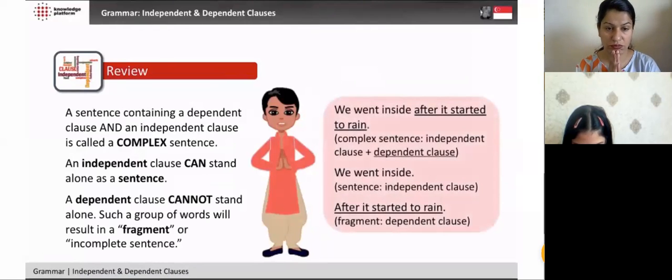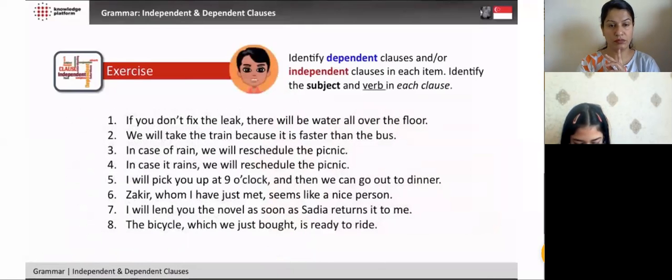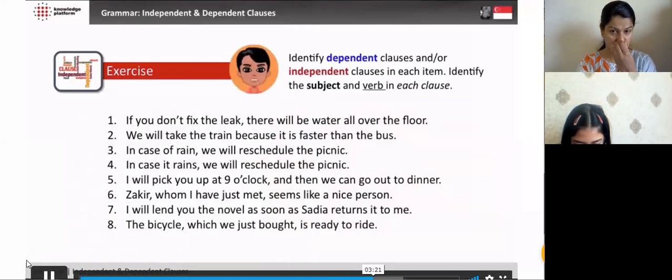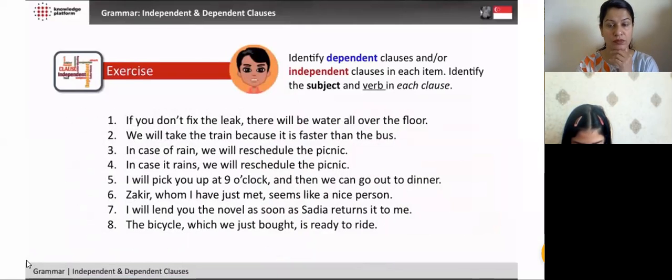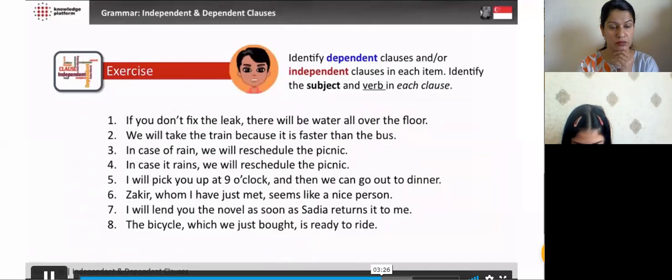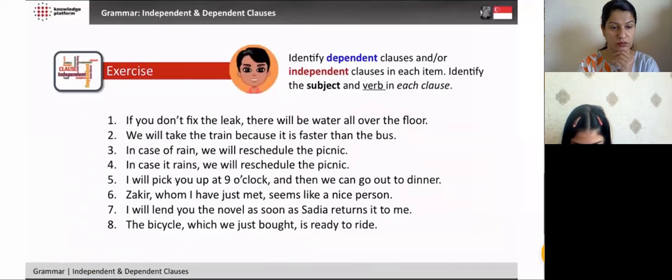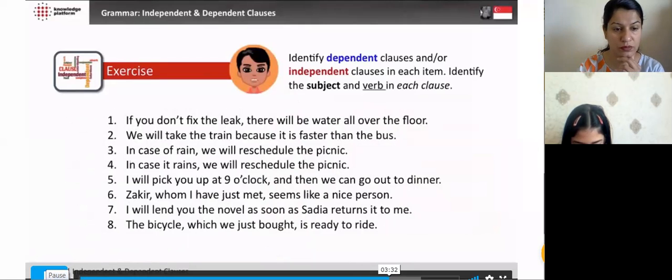We went inside after it started to rain. This is a complex sentence. It contains an independent clause and a dependent clause. We went inside. This is a sentence, an independent clause. After it started to rain. This is a fragment. It is a dependent clause. Identify dependent clauses and/or independent clauses in each item. Identify the subject and verb in each clause. Pause the video and do the exercise.